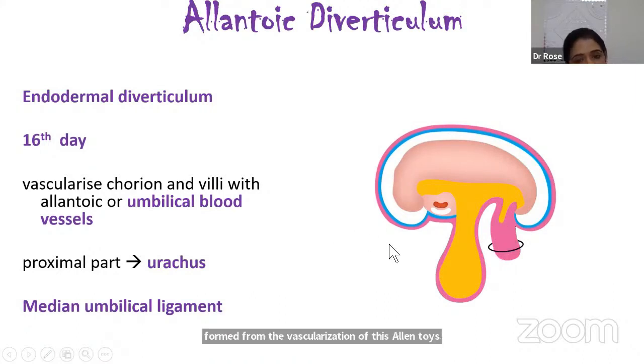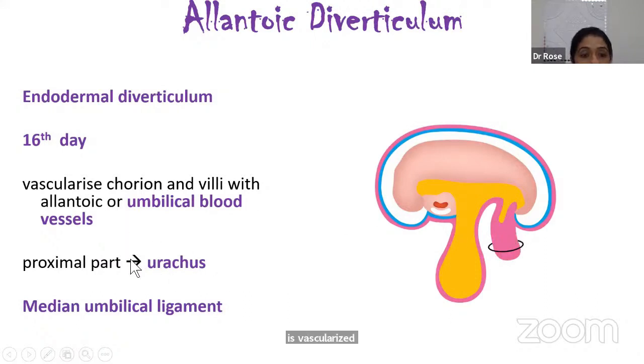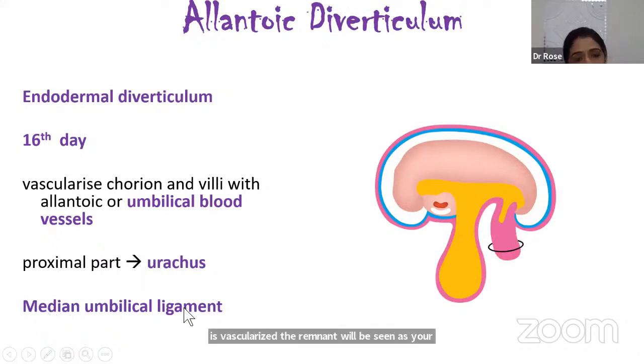And during the fetal period itself, once the umbilical cord is vascularized, the remnant will be seen as urachus. And after birth, the remnant of the same urachus will be seen as median umbilical ligament. You have to think about this term: median, it is not medial. There is only one urachus, right? So there is only one in the middle, that is median umbilical ligament.